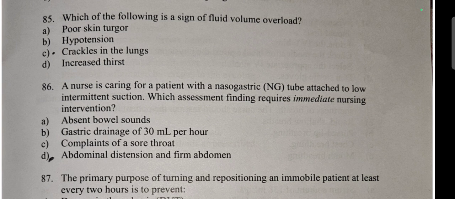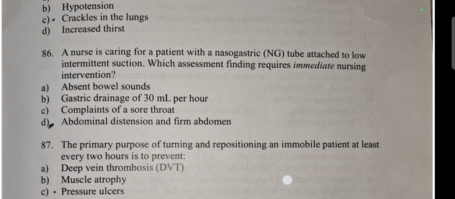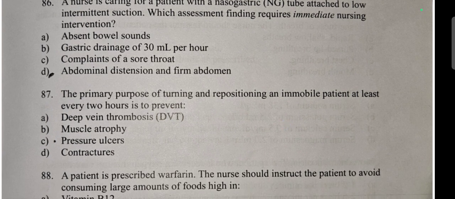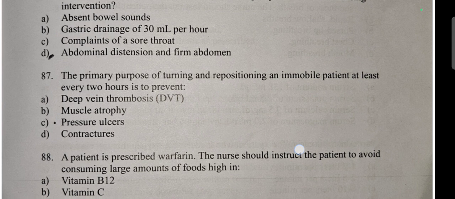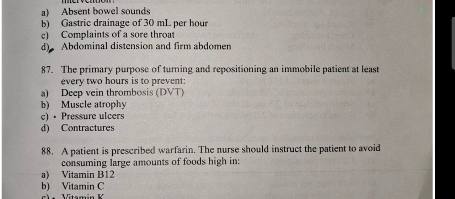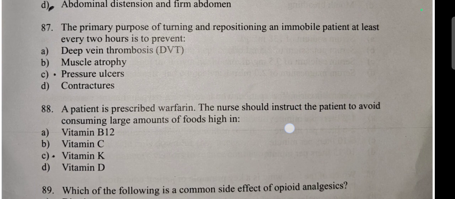Then next question number 86. A nurse is caring for a patient with nasogastric tube attached to low intermittent suction. Which assessment finding requires immediate nursing intervention? Correct option is option D. Question number 87. The primary purpose of turning and repositioning an immobilized patient at least every 2 hours is to prevent pressure ulcer. The correct option is option C.